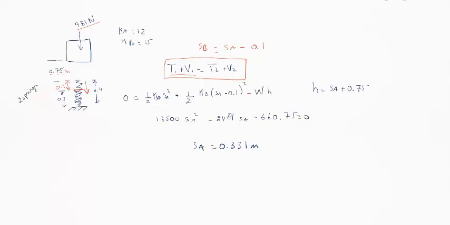So that's the initial state. And the height also is sa plus 0.75. Very simple. We have here the 0.75 and it moves also this distance. So if we tidy it up, we get the numbers. We have 13,500 sa squared minus 2481 sa minus 660.75 equals 0. So only one unknown, which is sa. That's what we want to find.